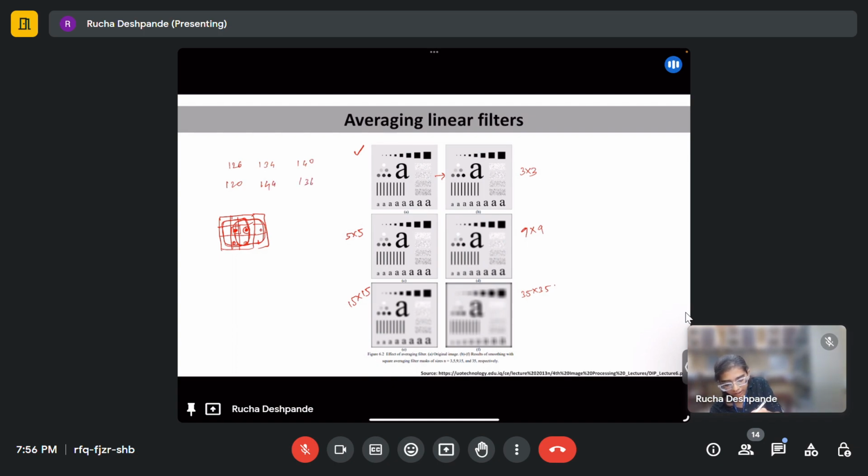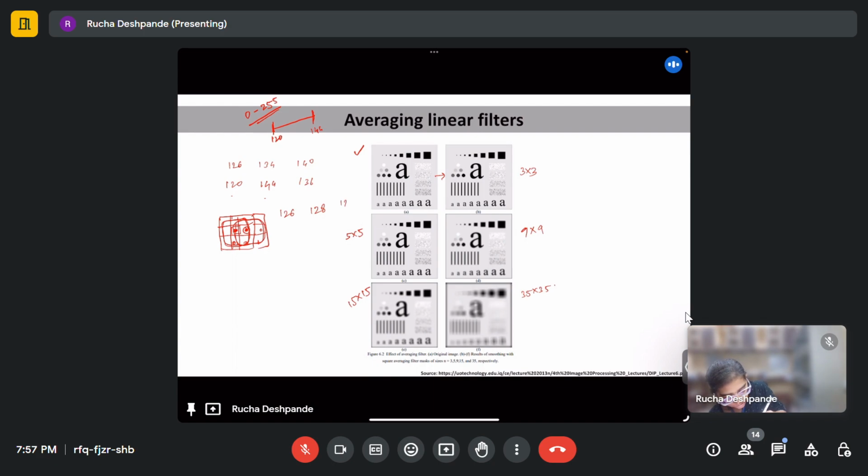So suppose they were ranging from 120 to 144. In that case, if you have an 8-bit image from 0 to 255, this will be a certain range of values, right? 120 to 144. But after averaging all these values, they are coming closer. It will be an average of its nearby pixels, so these values would be in a smaller range.